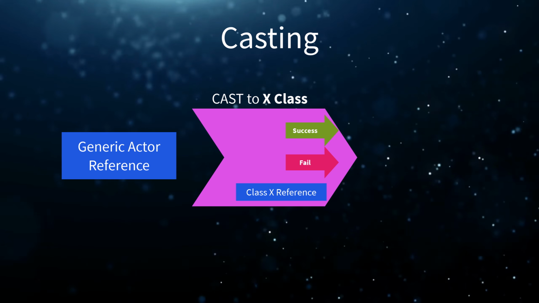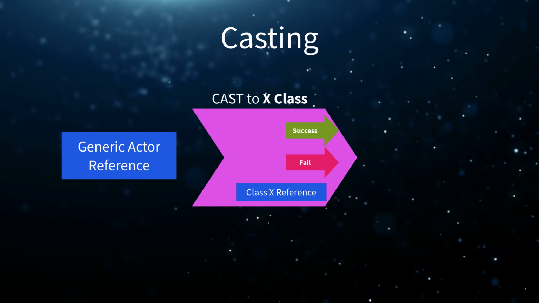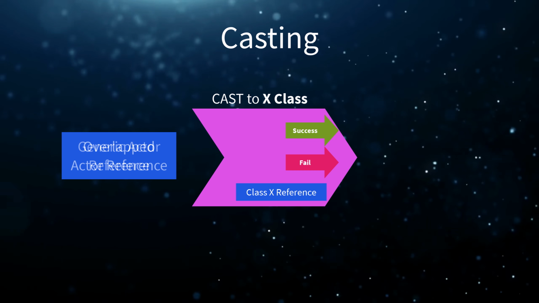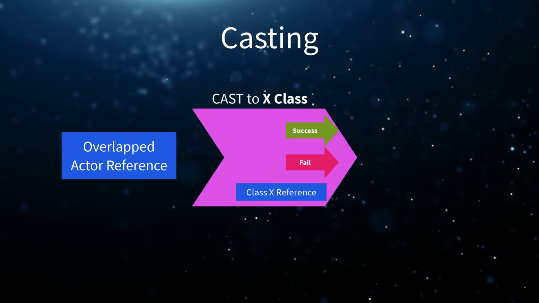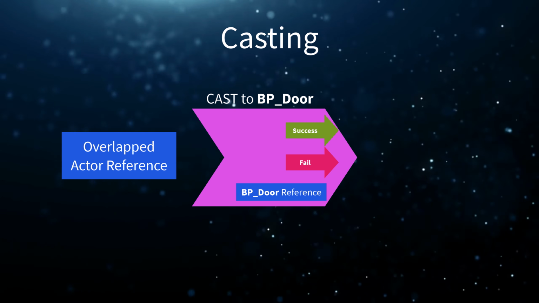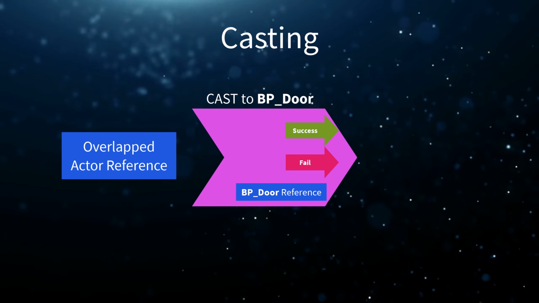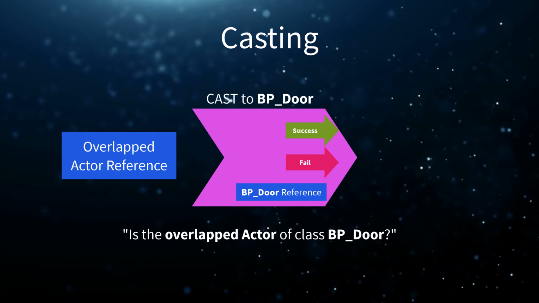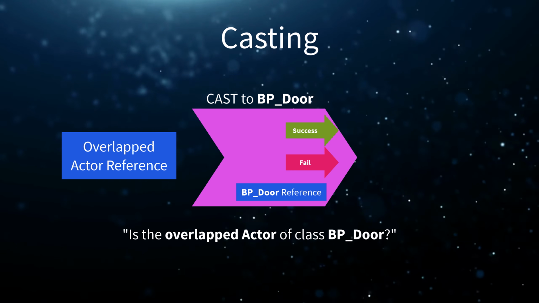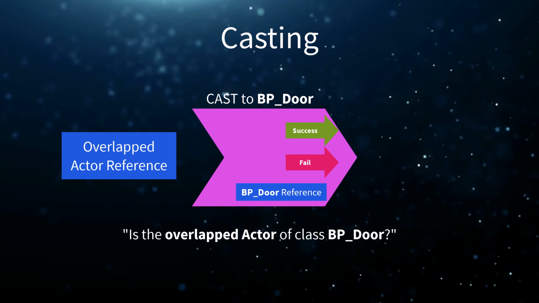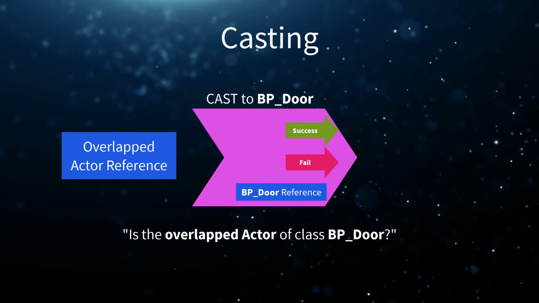For example, we could use an overlap event from a box volume to get a reference to the overlapped actor, and then try to cast that actor reference to a different actor class. In other words, we are basically asking, is this actor's class X? If so, we can use the new reference to access that class's data and functionality. Now let's go back to Unreal and see an example.